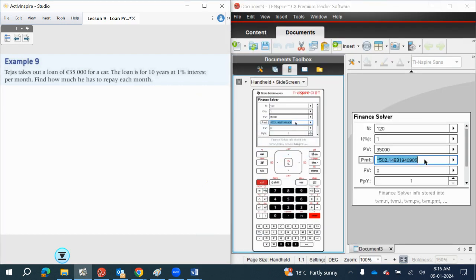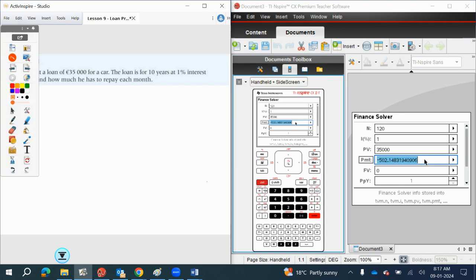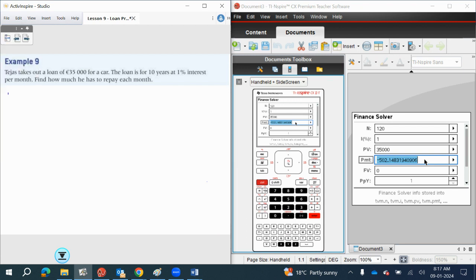So let's have a look at our answer. I would recommend that we think in months. I'll show you how you guys can fix yours. So we've got 120 here. Our interest rate is 1%. Our present value, we're getting 35,000. Our future value is going to be 0.